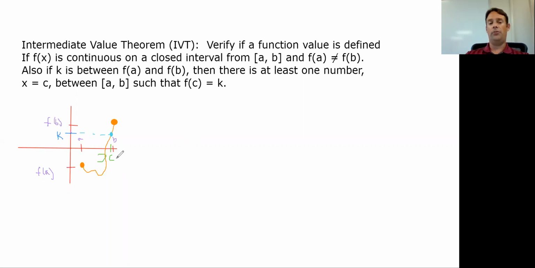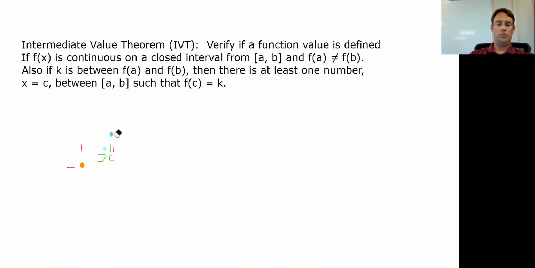All right. So in other words, there's going to be some x value between a and b such that it's going to be equal to that k value that's between f of a and f of b. It doesn't tell us what that c value is. It just says it exists, and if you want to look hard enough, you can find it. So how does this work for us?